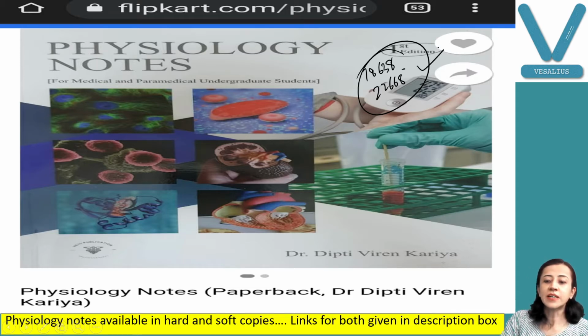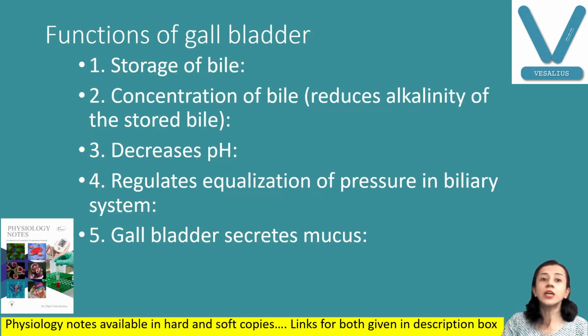Now let us start with gallstones. Before that, let us enumerate the functions of the gallbladder. As we have discussed, the gallbladder is a temporary storage of bile. It stores bile up to 30 to 60 ml. The second function is that it concentrates bile.